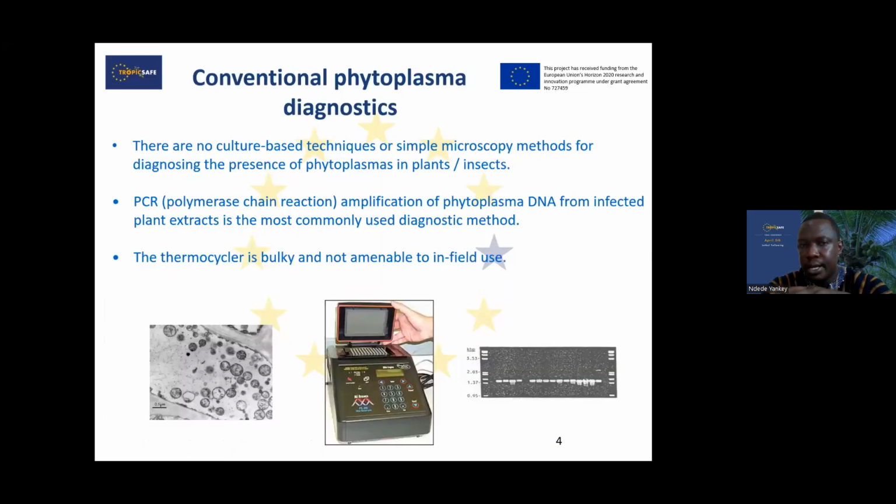So for conventional phytoplasma diagnostics, there are no culture-based techniques or simple microscopy methods for detecting the presence of phytoplasmas in plants or insects. The conventional method is the PCR technique. However, the thermocycler is bulky and is not amenable to in-field use. In parts of Africa, the farms are in very remote locations. Sometimes you don't have electricity in those parts, so you want a technique that is amenable for in-field use.